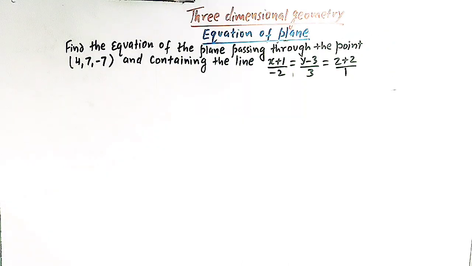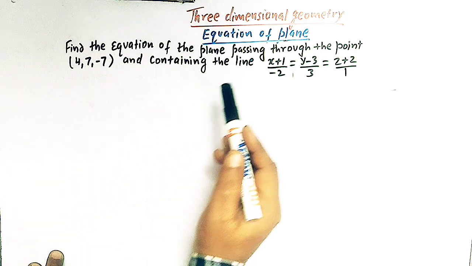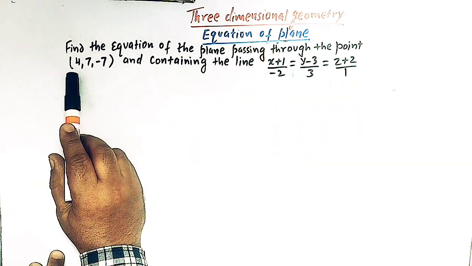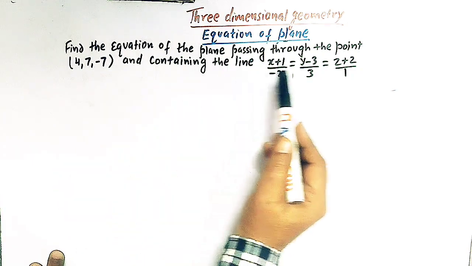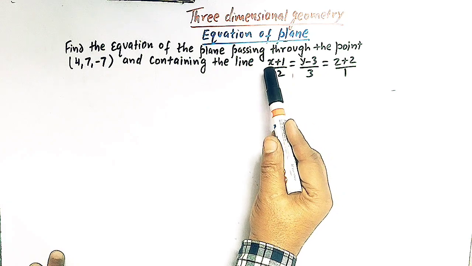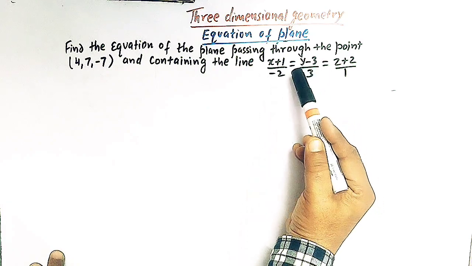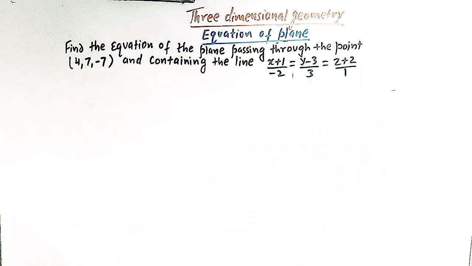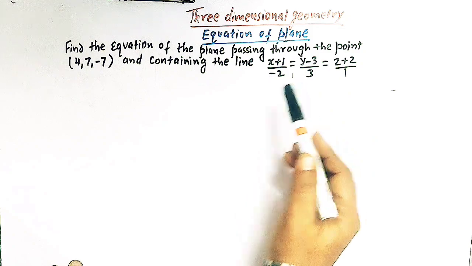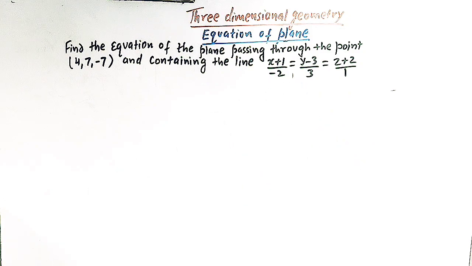Hello viewers, in today's session we are going to discuss another important problem from three-dimensional geometry, and here we are going to find out the equation of a plane which passes through this point, that is 4 comma 7 comma minus 7, and the plane contains this line whose equation is x plus 1 over minus 2 is equal to y minus 3 over 3 is equal to z plus 2 over 1. So here the equation of the line is given in symmetric form, right?